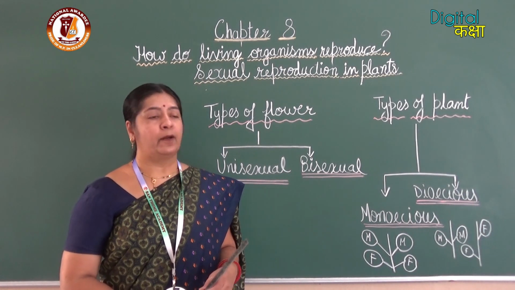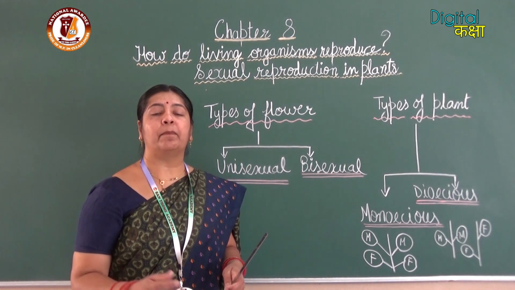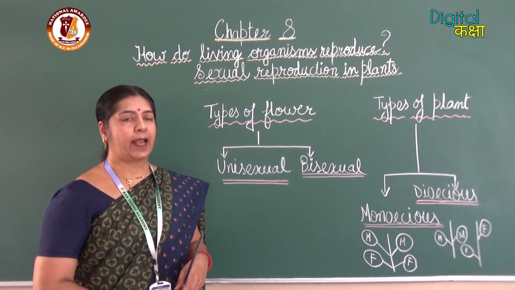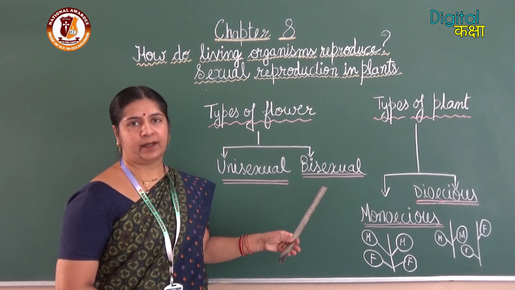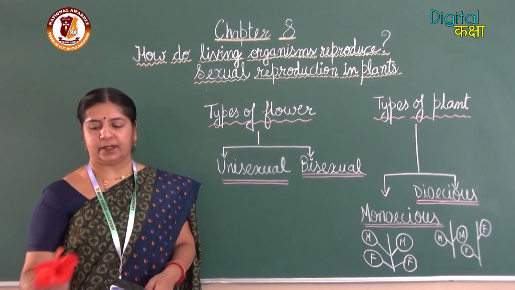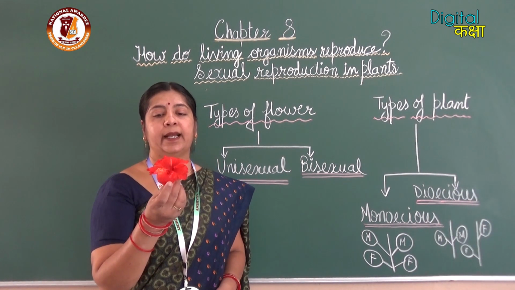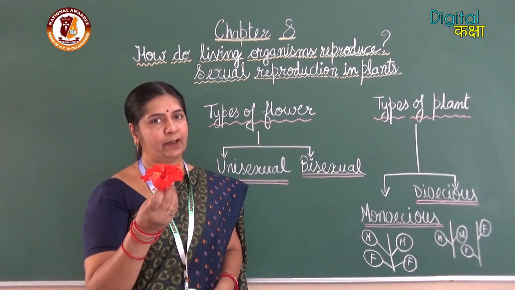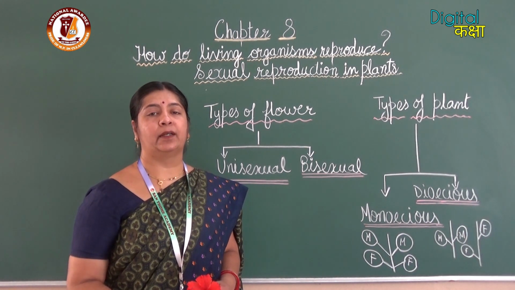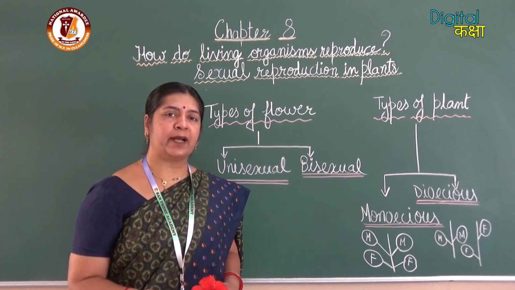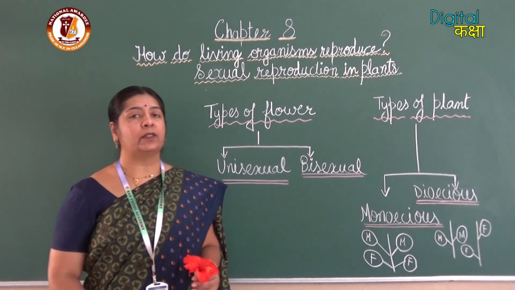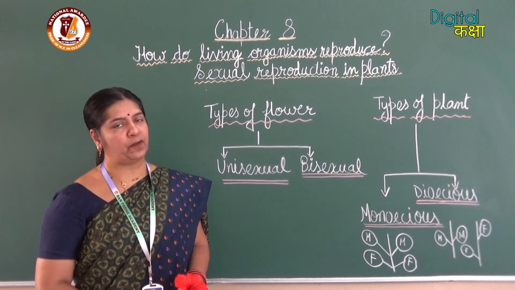Examples of unisexual flowers are papaya, watermelon, etc. Examples of bisexual flowers are China rose, that is the shoe flower. This is China rose, the shoe flower. It has both the male part and the female part. Mango, guava, etc. They bear both the male reproductive part and the female reproductive part. So such flowers are bisexual flowers.